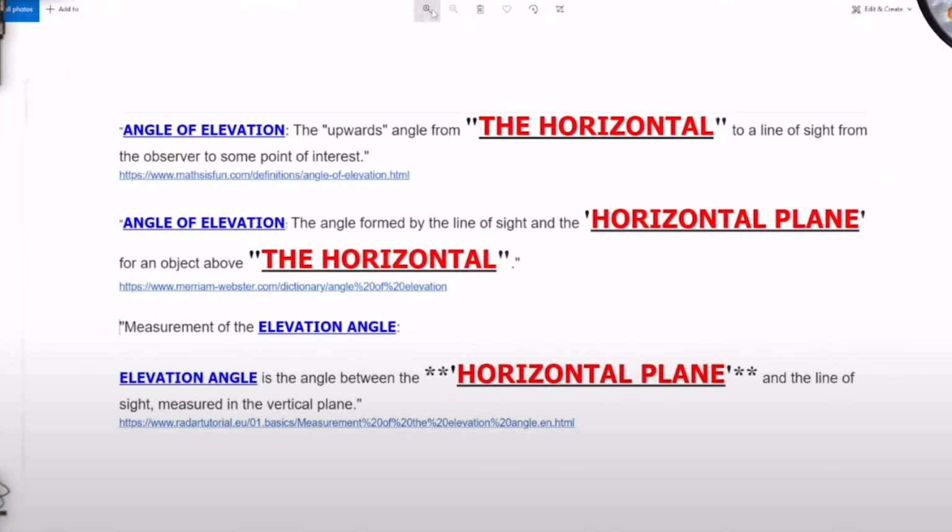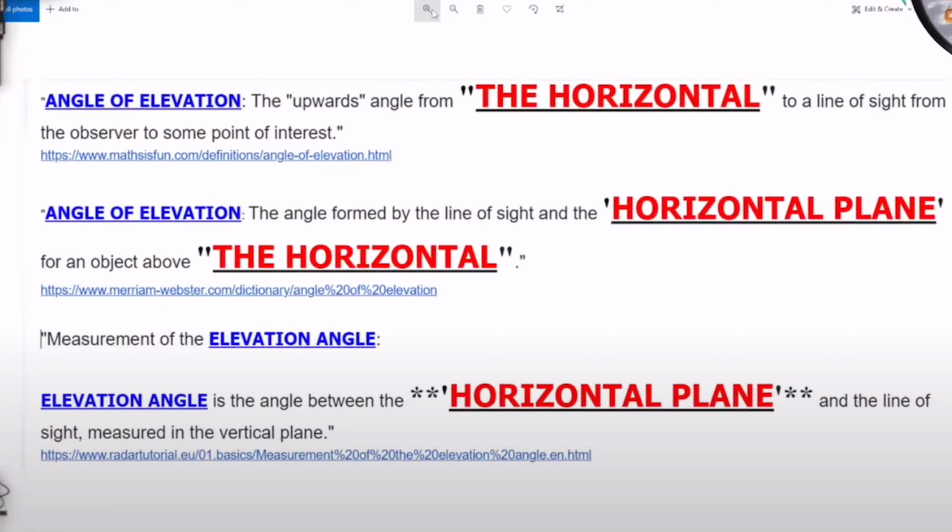Let's check this out. Because the only way you're going to get around this, Baltards, you can't do it. You have to change all the definitions of elevation angles. So, Math Is Fun: angle of elevation, the upwards angle from the horizontal to a line of sight from the observer to some point of interest.